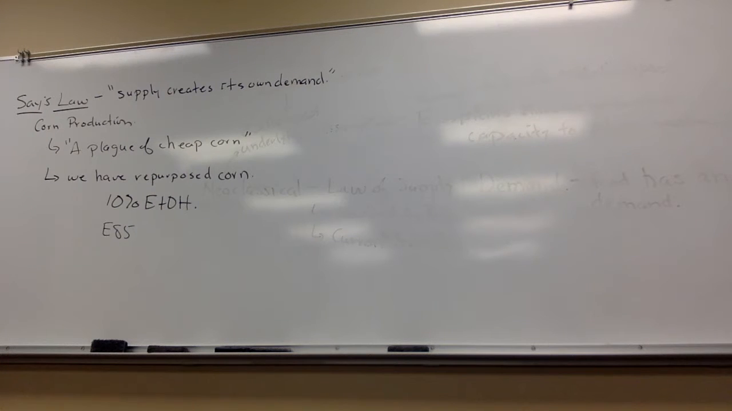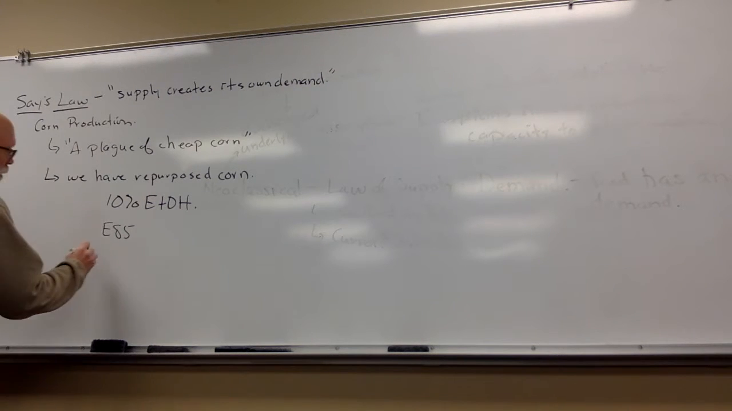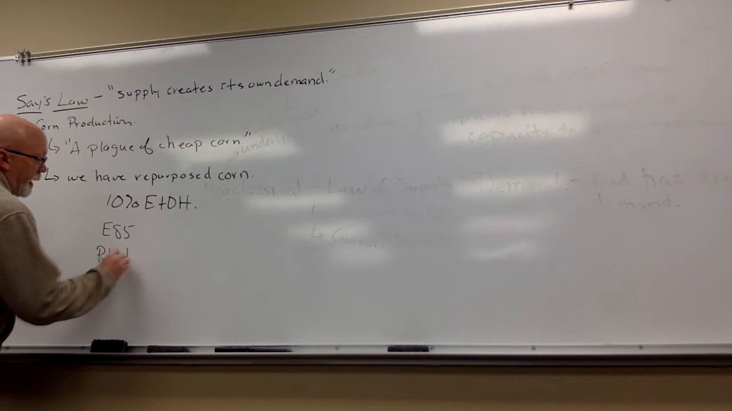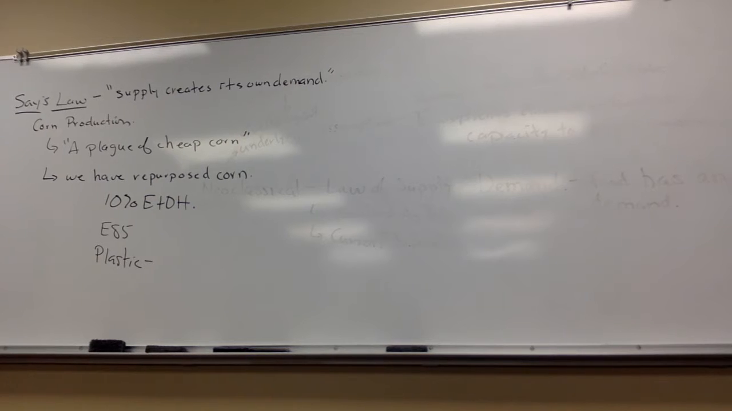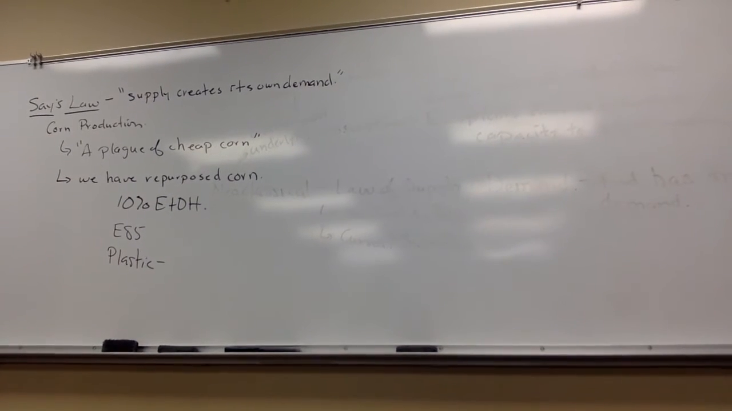Plastics. We make plastics out of corn. What else have we repurposed corn for? Other food. Okay, so we have certainly morphed corn into a wide variety of different products. Give me some products that are made from corn that you might not expect to be made from corn in the food supply.